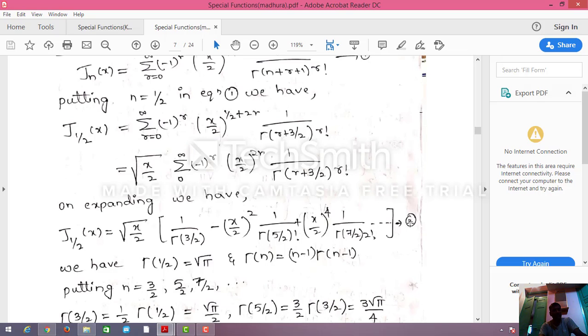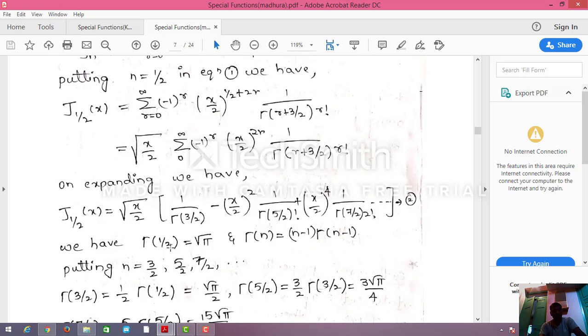This one I am treating as equation 2. We have already studied that the value of gamma of 1 by 2 is root pi. In beta gamma functions you studied that gamma of 1 by 2 is root pi, and you know another formula, gamma of n equals n minus 1 into gamma of n minus 1. Another formula is gamma of n plus 1 equals n into gamma n.